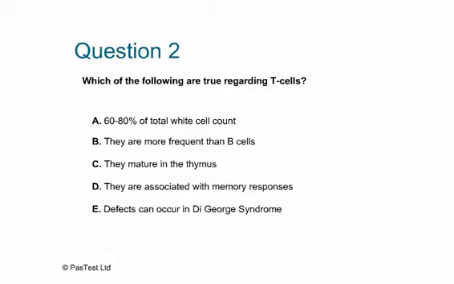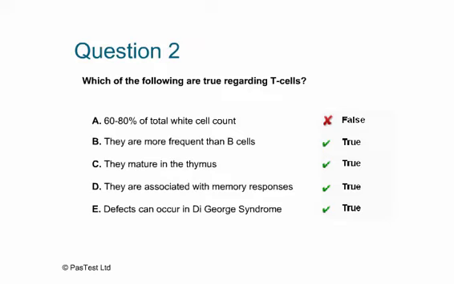So all of these are true except for the first one. 60 to 80% of the total white cell count? Well, it's very varied between the split between lymphocytes and neutrophils, but usually there are more neutrophils than lymphocytes. And T cells only make up about 2/3 of the lymphocytes anyway. So 60 to 80% of the total lymphocyte count would not be terribly accurate.